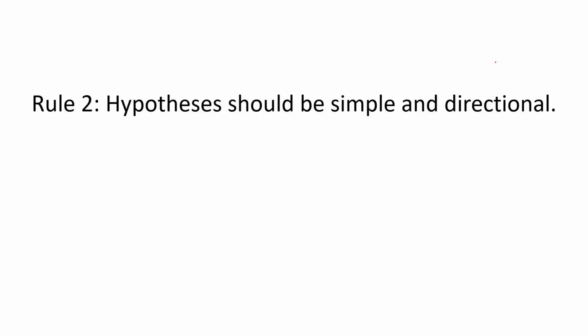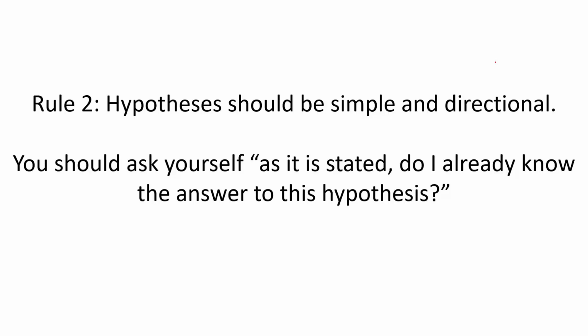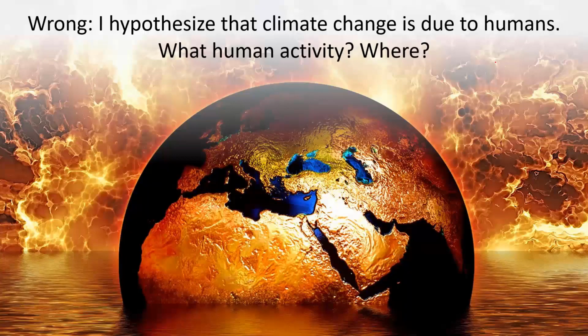Rule number two, hypotheses should be simple and directional. When you make a hypothesis, you should ask yourself, as my hypothesis is stated, do I already know the answer to this hypothesis? If so, if you already know the answer, make a better one. For example, I hypothesize that climate change is due to humans. This is not a very good hypothesis. What human activity? Where? All right, we can make that a better hypothesis.